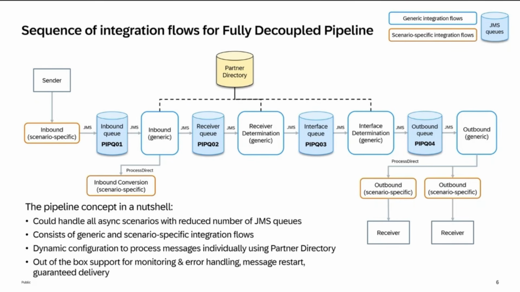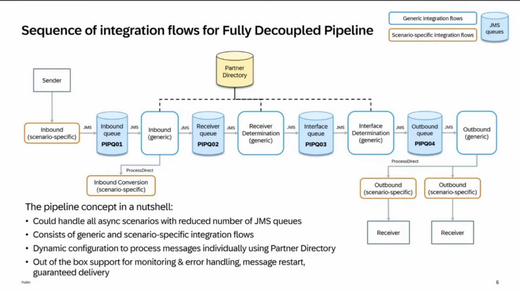And the next step is that you do an inbound conversion if required, right? So this generic inbound flow would now read the partner directory and check if this specific scenario requires an inbound conversion, like a JSON to XML conversion or CSV to XML conversion or whatever, right? And if this is the case, it would run the conversion by calling another scenario-specific flow, right? And then if this was successful, it would write a message to the next queue.